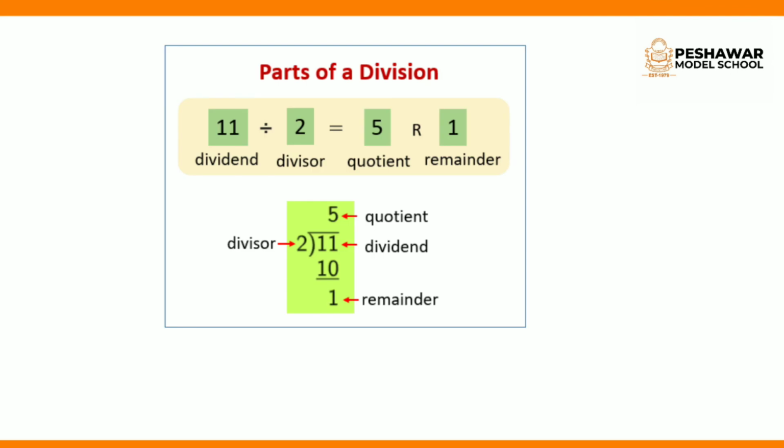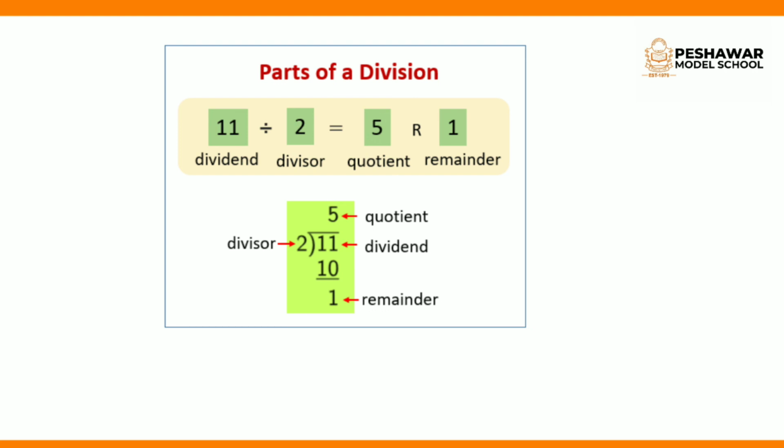Now here are the parts of a division. 11 divided by 2 equals 5, remainder 1. 11 is the dividend, 2 is the divisor, 5 is the quotient, 1 is the remainder. You can see the example. 11 is the dividend, which is always inside the division process. 2 is the divisor, which is always outside.